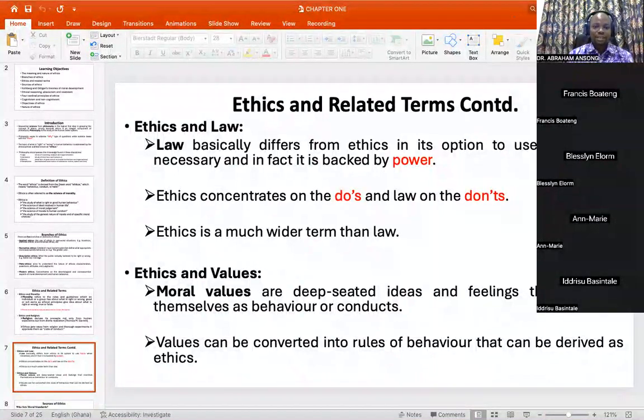For example, if we take minimum wage, what is the minimum wage now in Ghana? What does the law say? The minimum wage now?